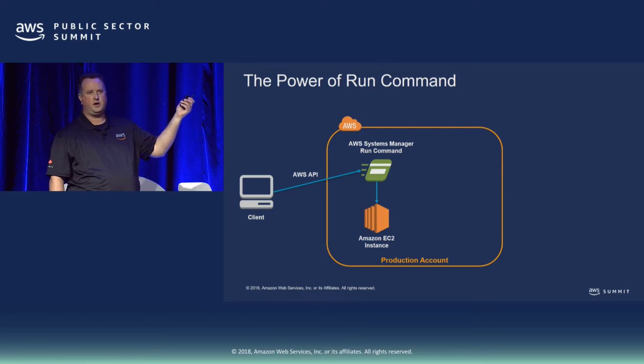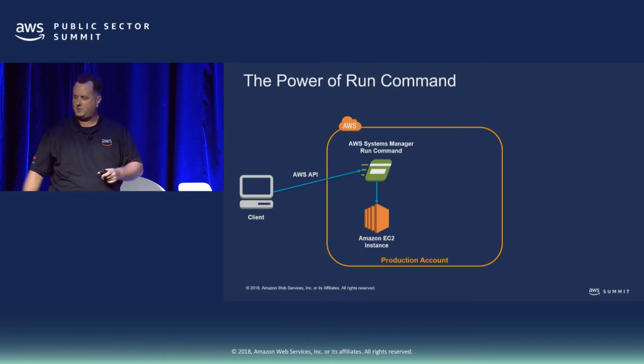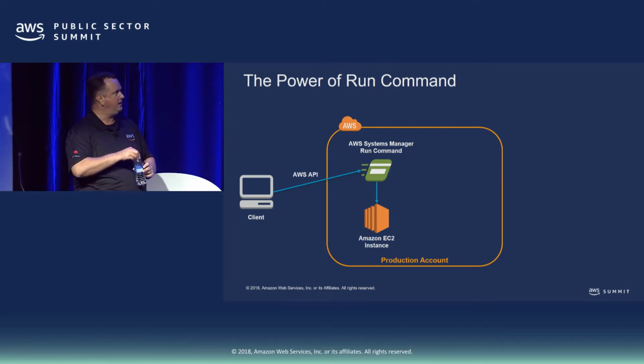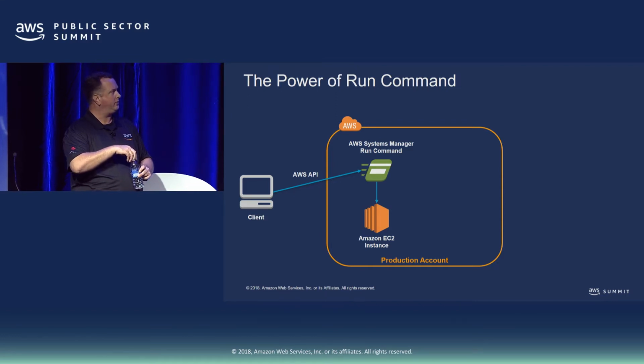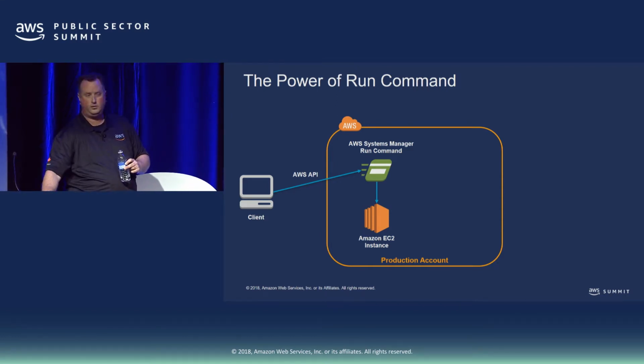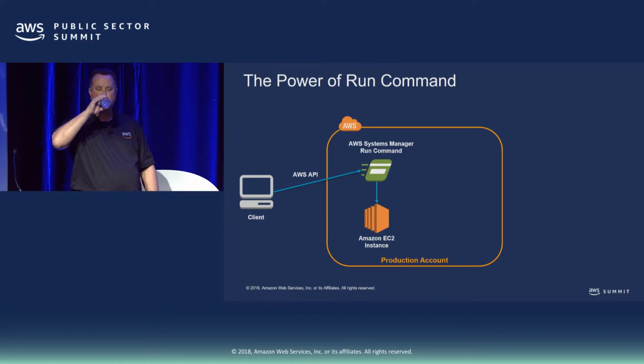Everything that the run command will do will be fronted by an AWS API. So you can basically run your command. It'll get triggered by the run command down to the EC2 instance.